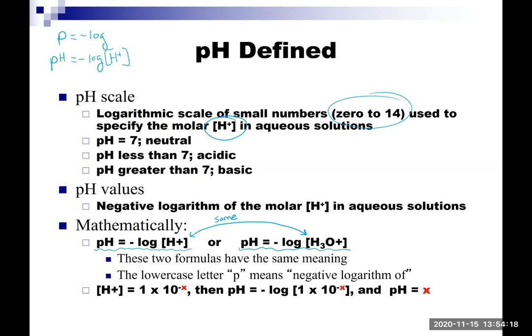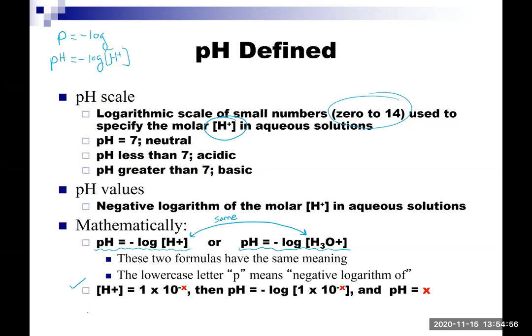Again, the lowercase p means negative logarithm of. So if we had an H plus concentration of 1 times 10 raised to the power of minus x, then the pH would be the negative log of 1 times 10 raised to the power of minus x. And the pH equals x. Let's think about how that works exactly. And let's just look at a real example. So let's turn x into 7, for instance, since 7 is neutral.